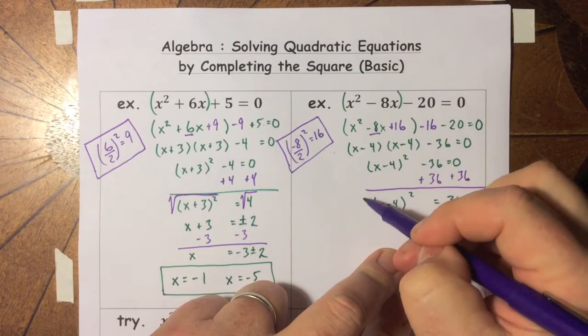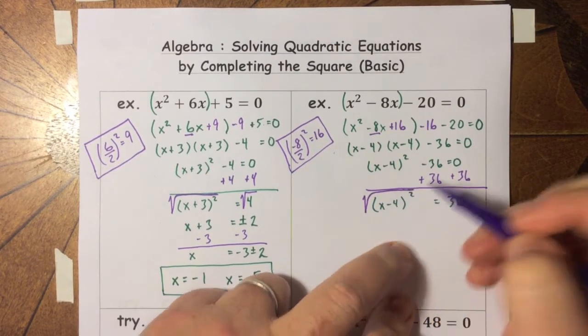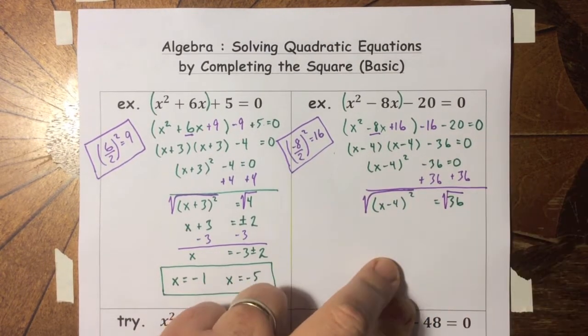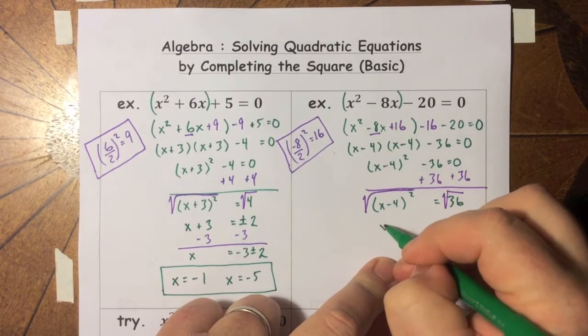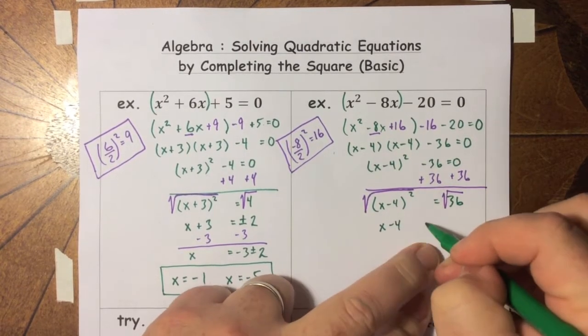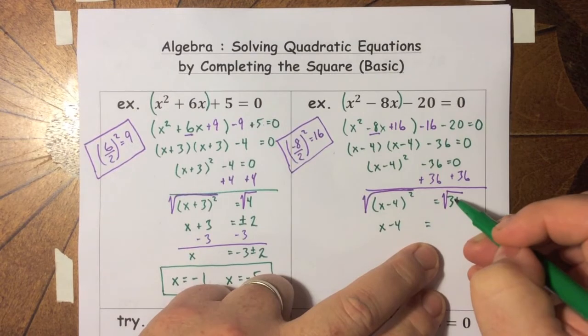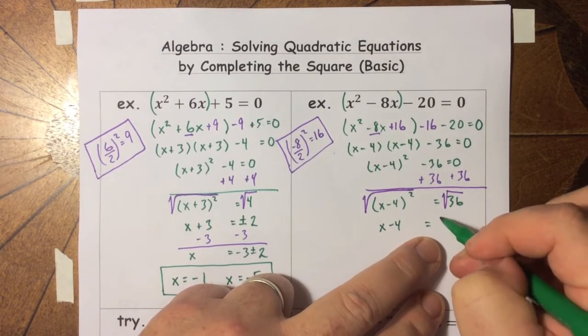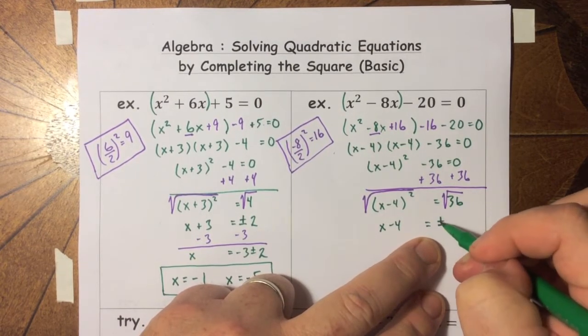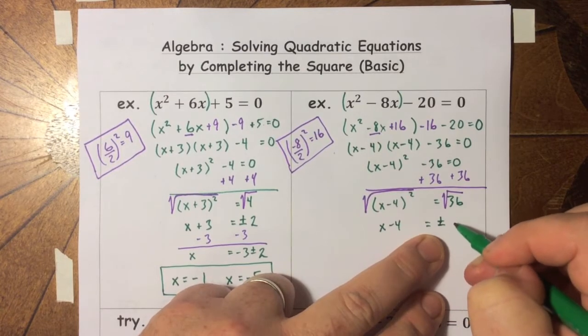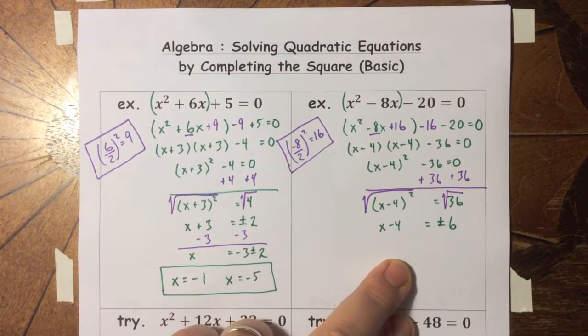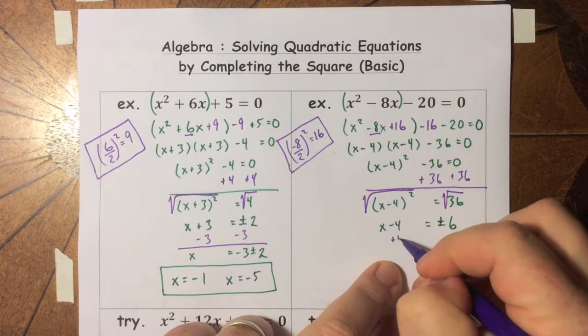I'm going to take the square root of the left, and I'm going to take the square root of the right, and I'm going to have x minus 4 equals, once again, as soon as I take the square root of a square, I must have plus or minus. So there's my plus or minus symbol. The square root of 36 is 6. Lastly, I'm going to move over this 4 here.